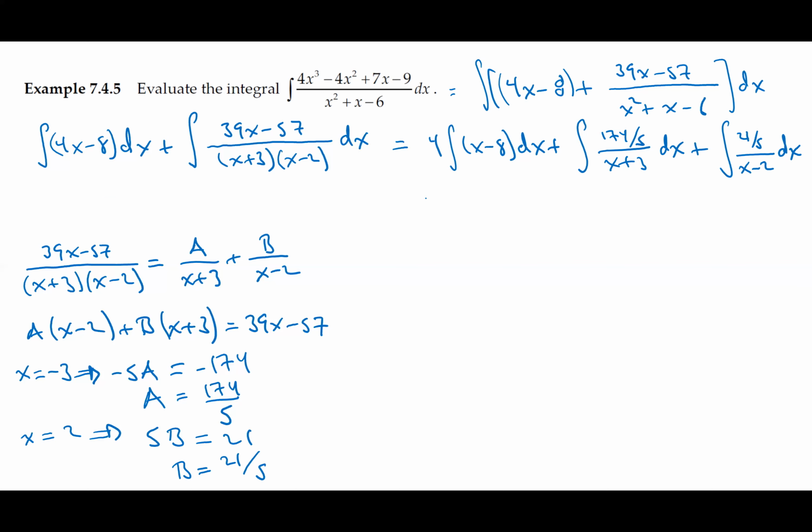Here we go. So x squared over 2 minus 8x plus 174 over 5 natural log absolute value x plus 3 plus 21/5 natural log absolute value x minus 2 plus my constant.